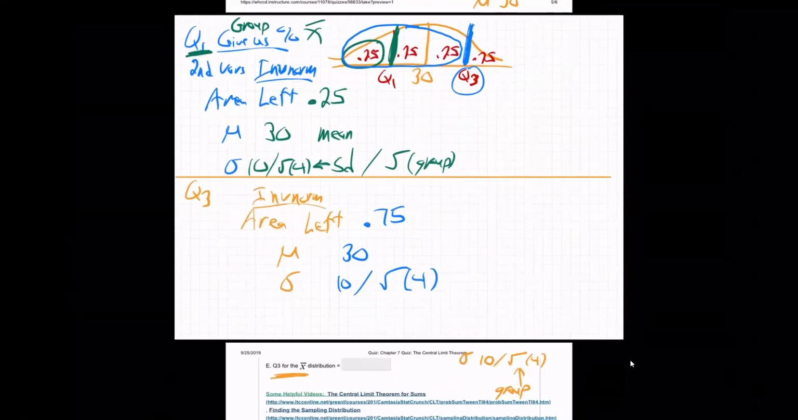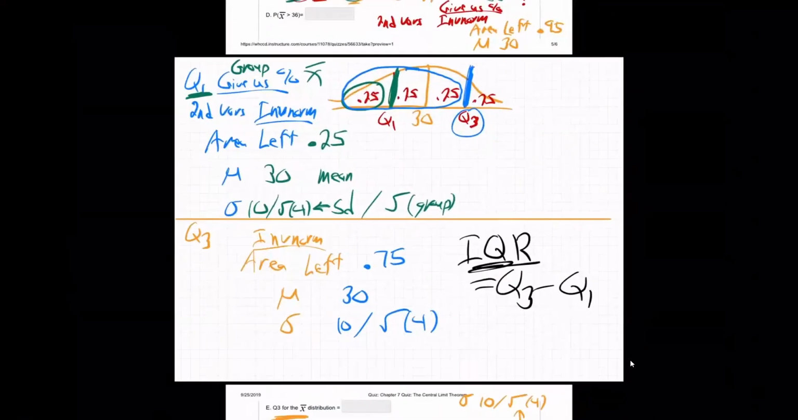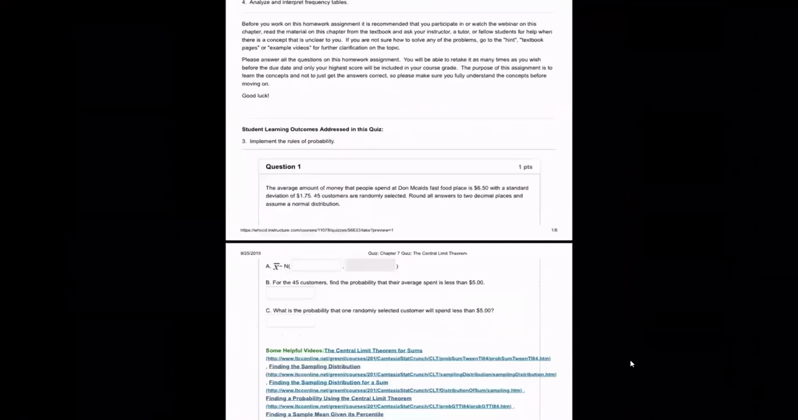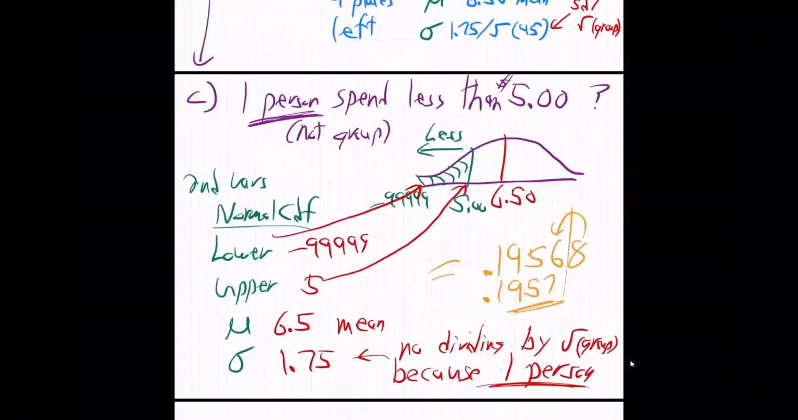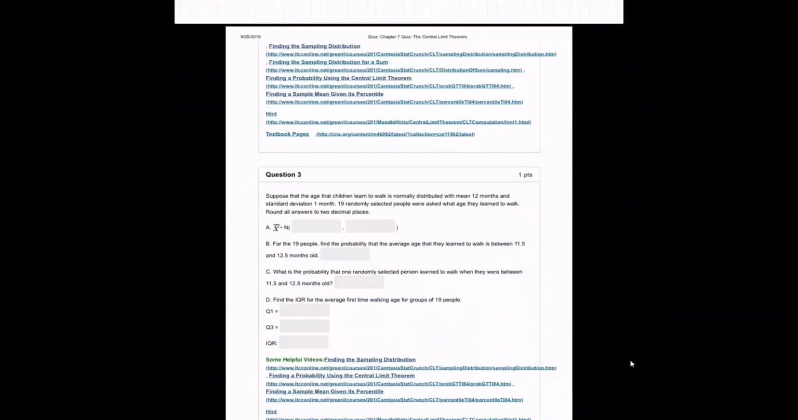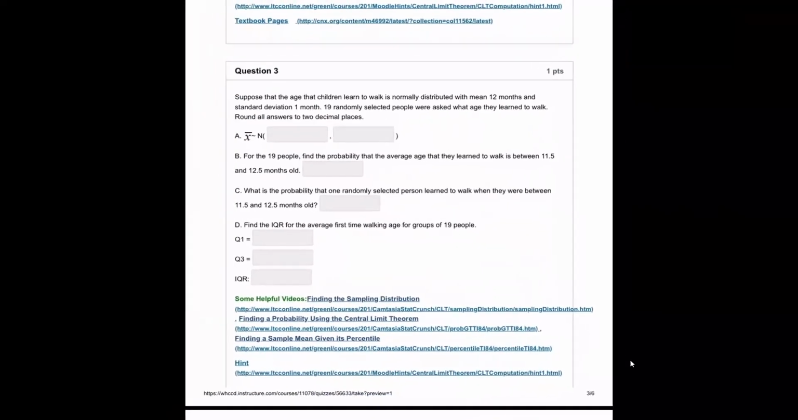And then if you get the Q1 and Q3, if they ask for the IQR, which they do on some of these questions, the IQR will just be the Q3 answer minus the Q1 answer if they ask for that. And so I think that covers all the varieties. Let me double check here that are on this quiz. We covered that. Customers, right? Yep. And they gave this.